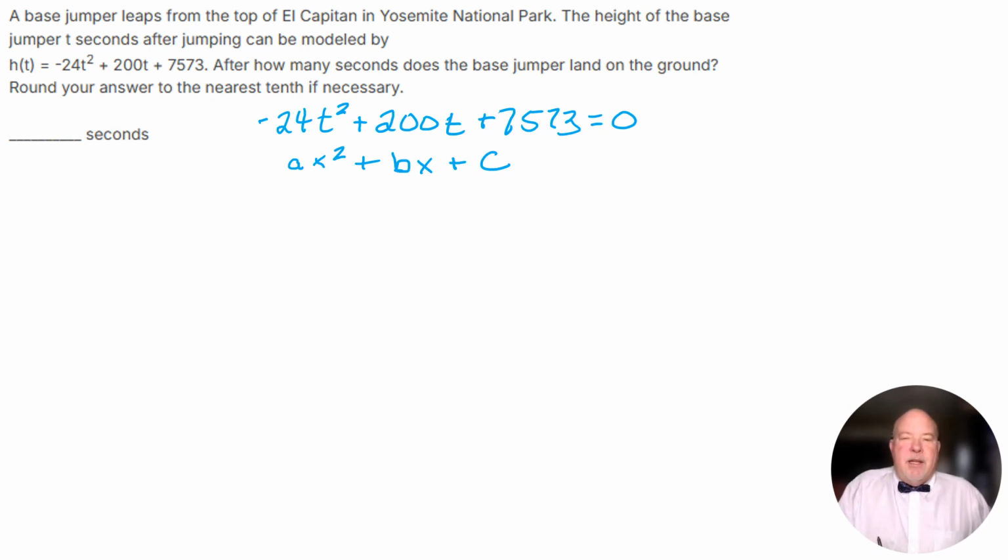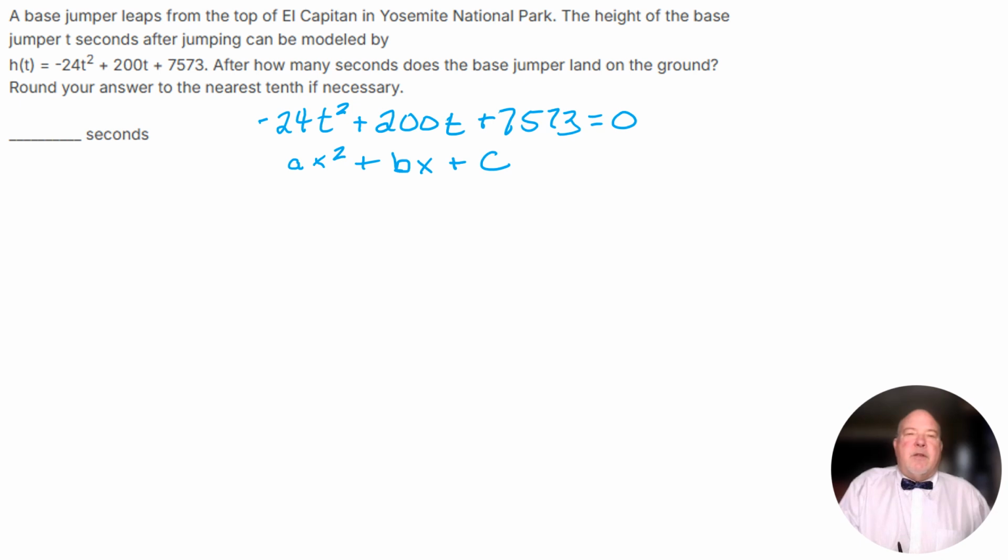Now, this is going to be a lot of work, just to warn you. Hopefully, whatever state you're in, they give you the quadratic formula on your reference sheet. If not, that's something you're going to have to memorize. And for my students, they used to have to memorize it, and then the state finally put it on the test, so you didn't have to.